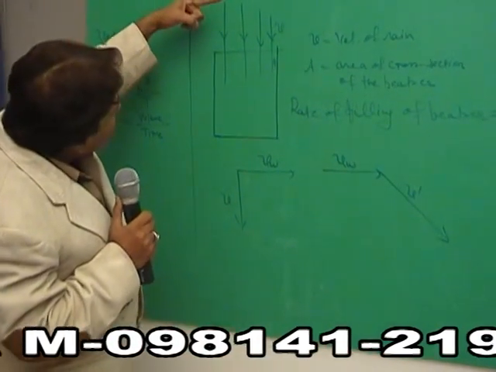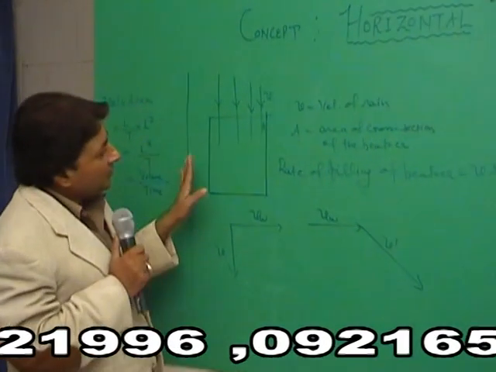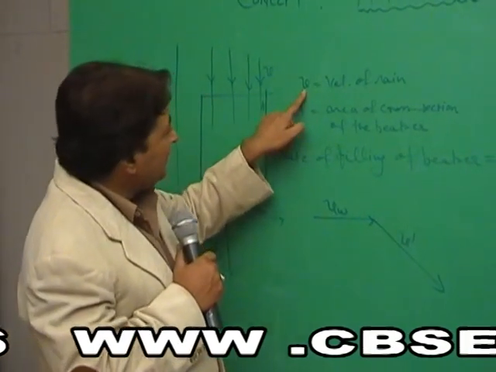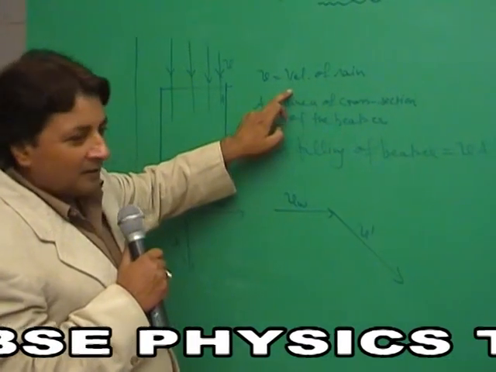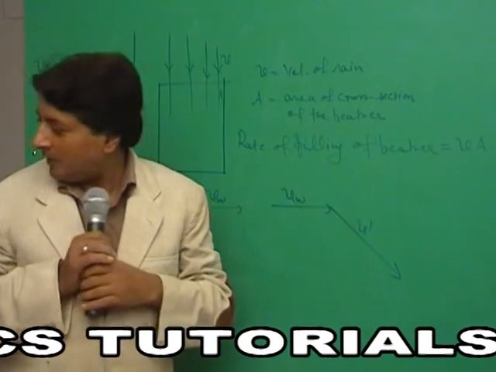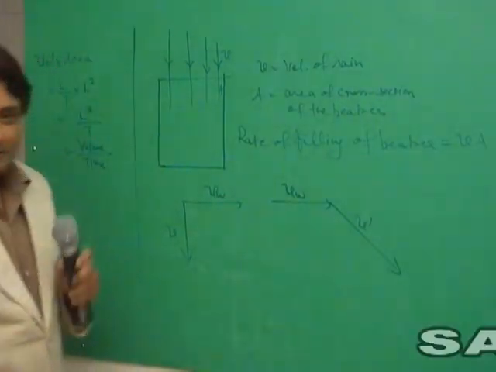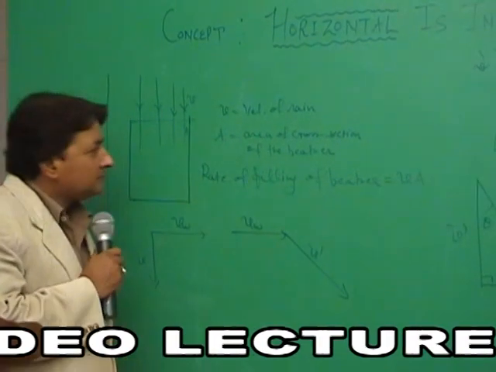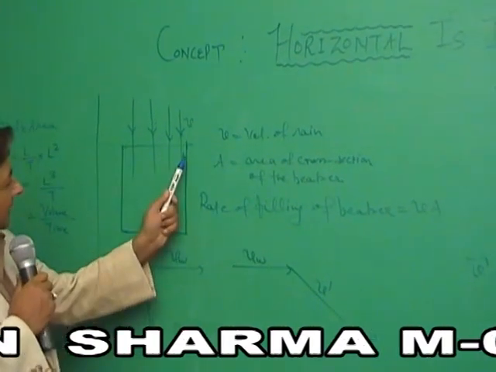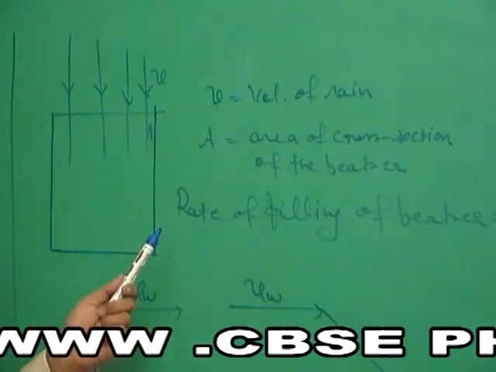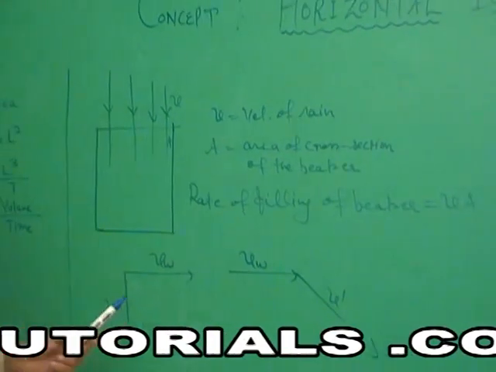So it's raining vertically because no horizontal wind is there. So rain is falling with the velocity v. V is equal to the velocity of rain. A is the area of cross section of this beaker.